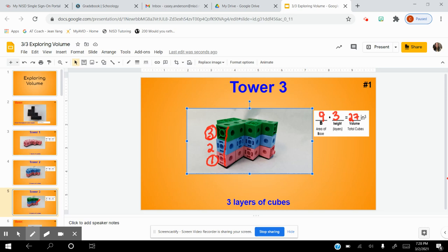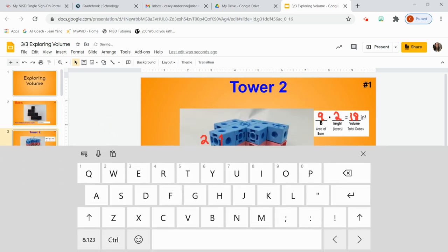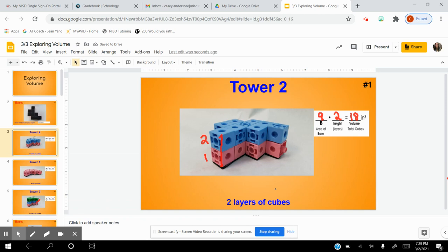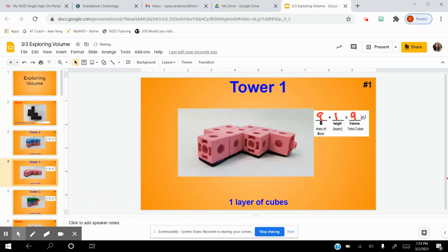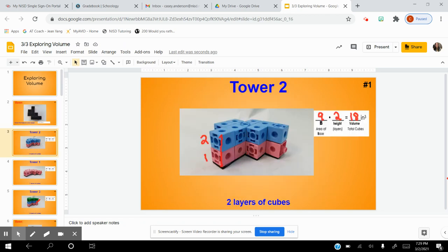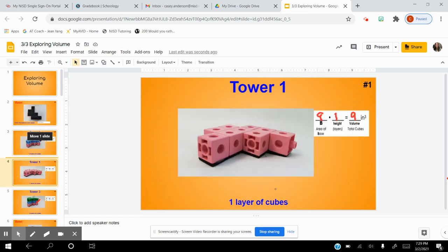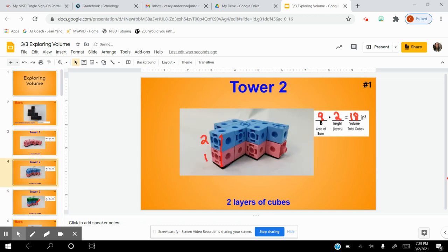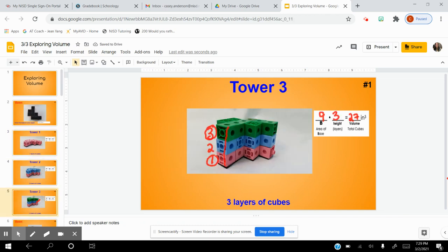So volume is how much space something takes up on the inside. For example, if you have a water bottle or a soda, the volume is what's inside that, how much liquid it contains. Okay, so let's keep going. Let's see what else we can look at. So here's where we started. We stacked it just 2 times, we've got 18. Then we had 18 and then 27.